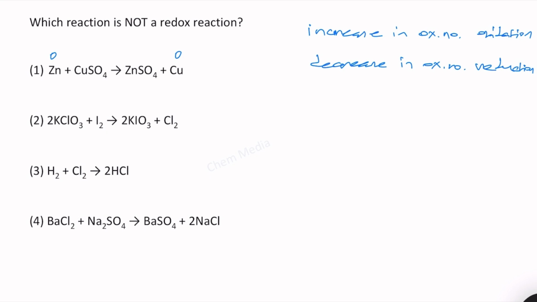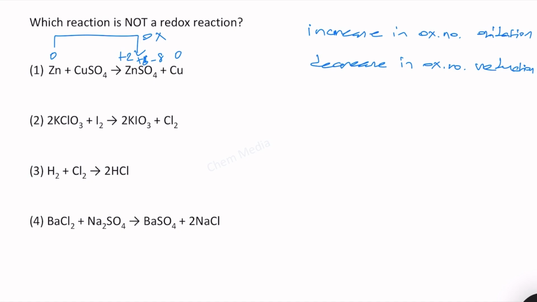Now here, what is happening to zinc when it becomes zinc sulfate? This will be plus 2, because here this will be minus 8 and this will be plus 6, so that the net will be 0 here. But there is an increase in oxidation number, 0 to plus 2, therefore this is oxidation.